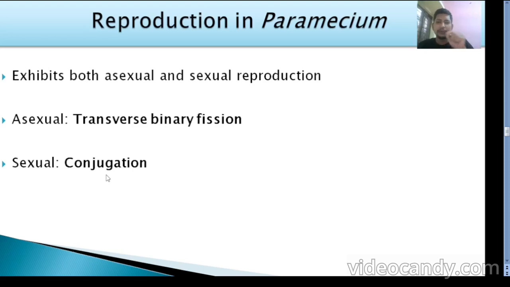I would like to mention here that paramecium also reproduces by another type of reproduction, autogamy. Autogamy is also seen in the case of paramecium. But we are focusing on conjugation in detail.